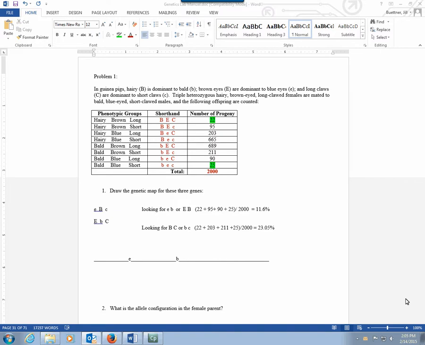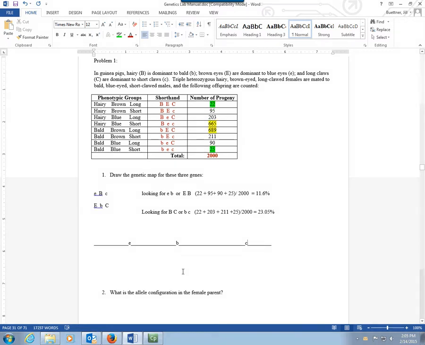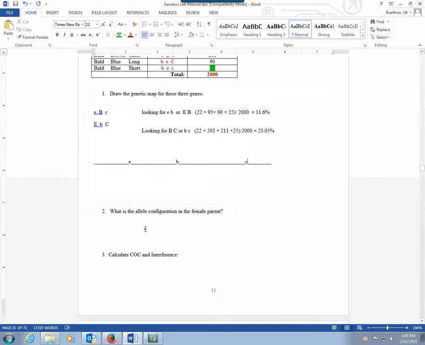And then the distance between E and B, you'll put 11.6 map units and put arrows here. And then the distance between B and C, 23.05 map units. You can see on the answer key how that looks.